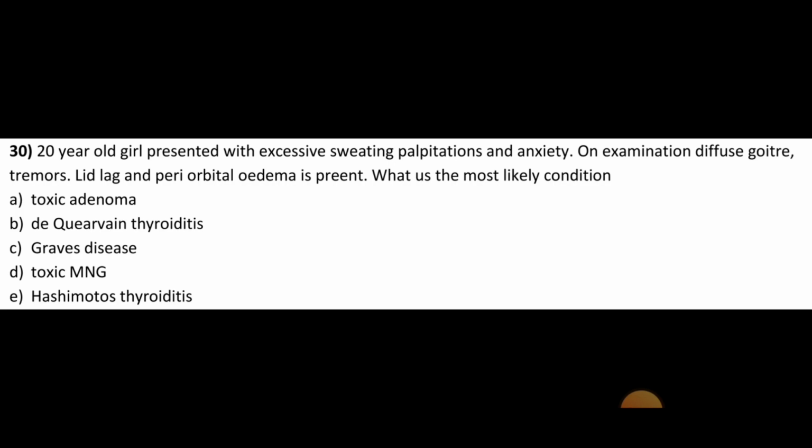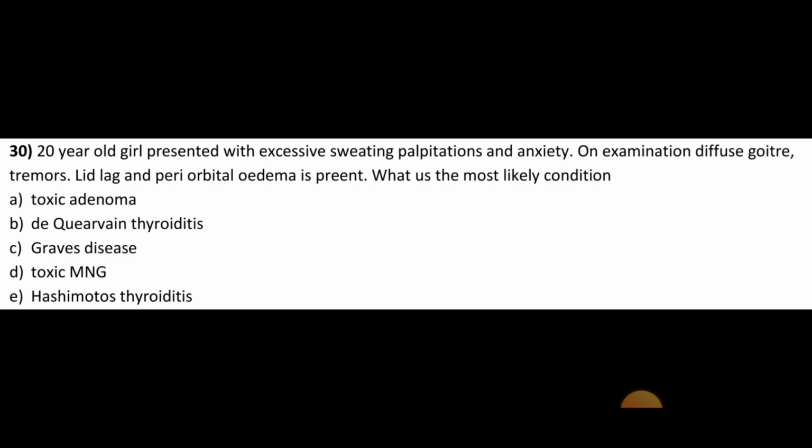So we may assume that this patient may be having hyperthyroidism. So on examination, there's diffuse goiter and tremors, and lid-lag and periorbital edema. So lid-lag and periorbital edema causing ophthalmos and lid retraction. So those are the features of Graves' ophthalmopathy. So when a patient with hyperthyroidism is having a diffusely enlarged goiter with ophthalmopathy, then the diagnosis is Graves' disease, as we mentioned in the video. So the correct answer here is Graves' disease.